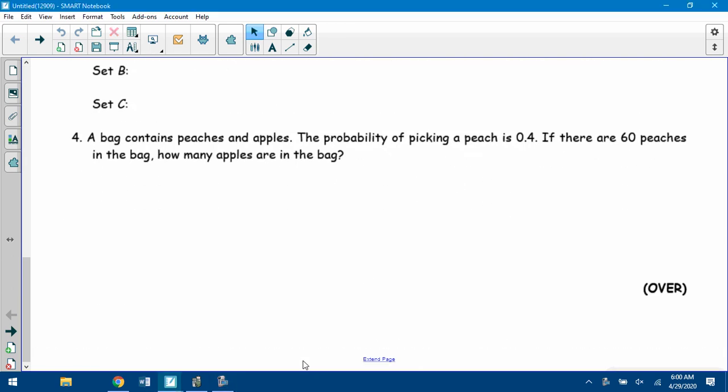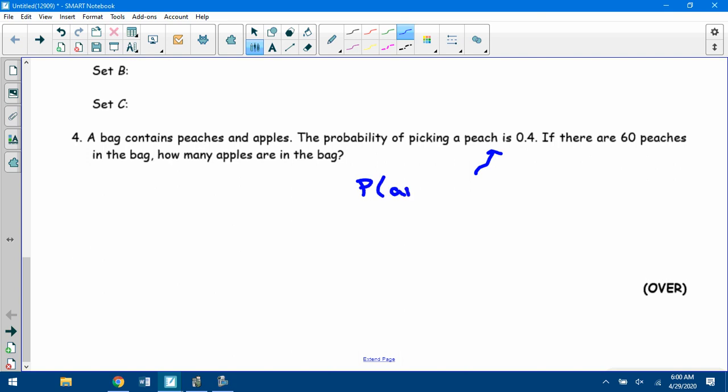So the bag contains peaches and apples. Probability of picking a peach is 0.4. If there are 60 peaches in the bag, how many apples are in the bag? Okay, so this one's always tricky because it's just a little weirder than what you're normally seeing. If you've only got peaches and apples, maybe I should say peaches and apples only, probability of picking a peach is 0.4. So knowing that, what's the probability of picking an apple?